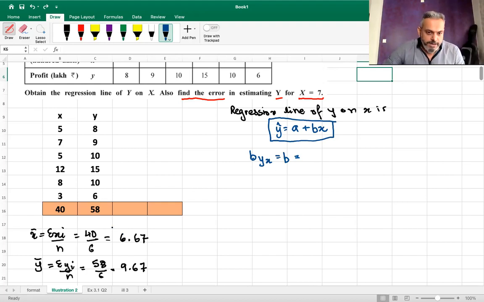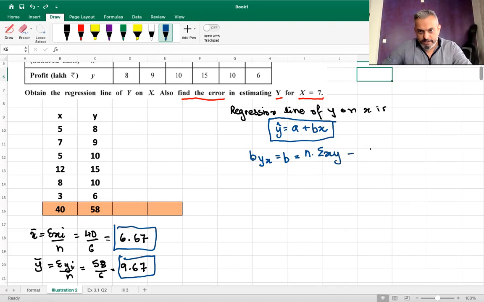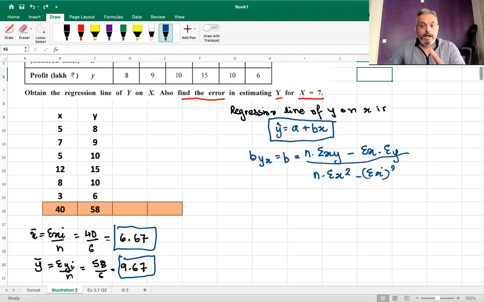Now, because the mean is in fraction, what we use over here is n sigma xy minus sigma x into sigma y upon n sigma x square minus the whole square of sigma x. Here there is no under root, so please be careful, there is no under root.